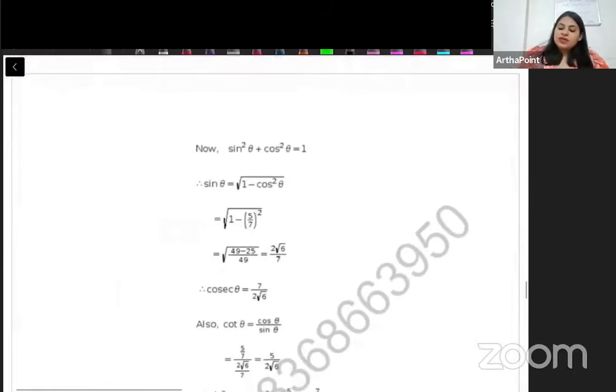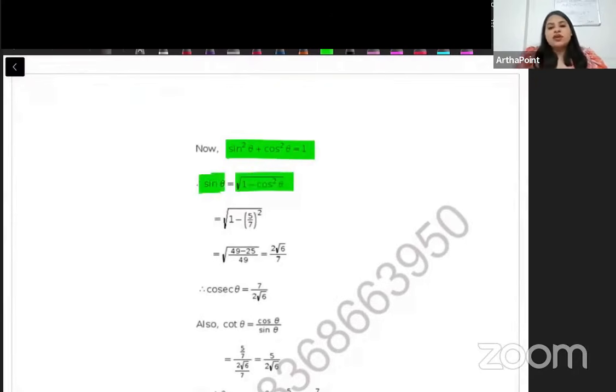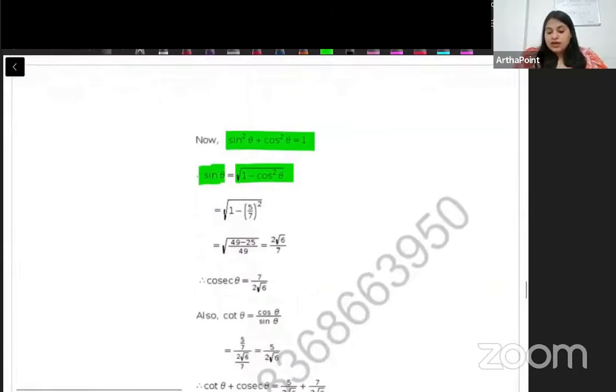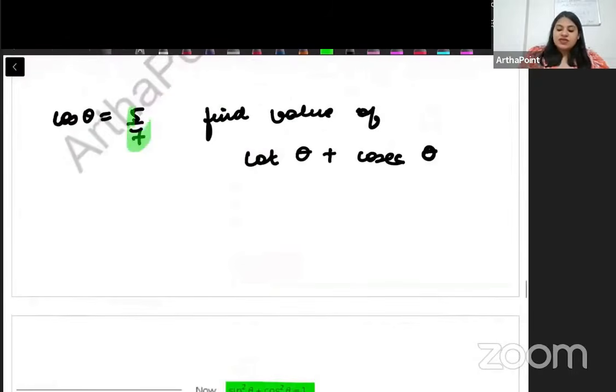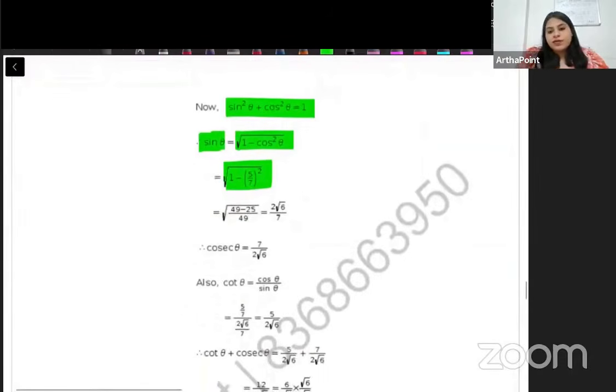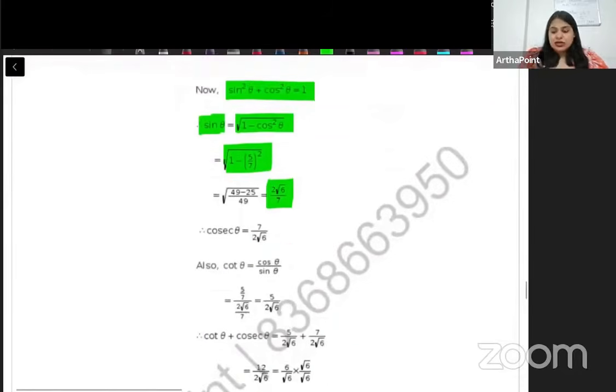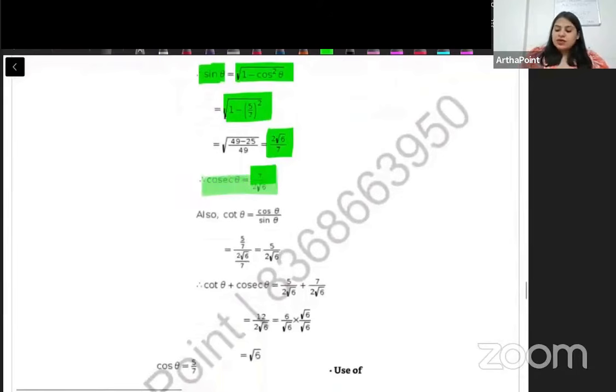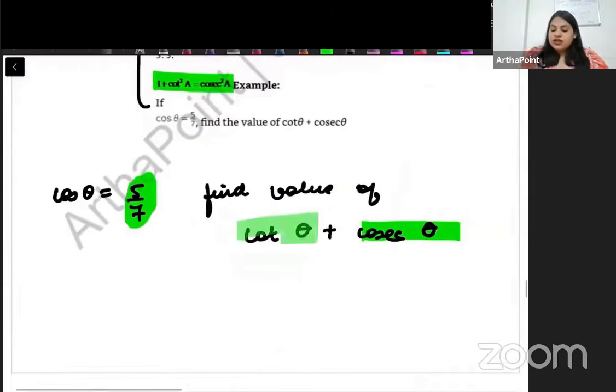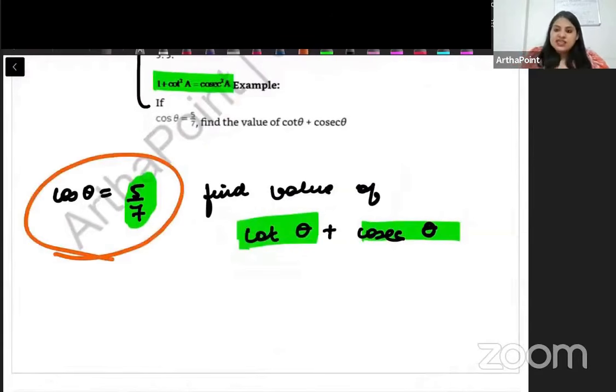So now we know that beta sine squared theta plus cos squared theta is 1. So sine theta will be 1 minus cos squared theta under root. Right. So sine theta will be 1 minus cos theta is 5 by 7, so 5 by 7 whole square under root. So sine theta की value ये आ जाएगी. Now cosec theta is 1 by sine theta. So 1 by sine theta will be opposite of the above. Cosec theta निकल गया. Beta cot theta is cos theta by sine theta.